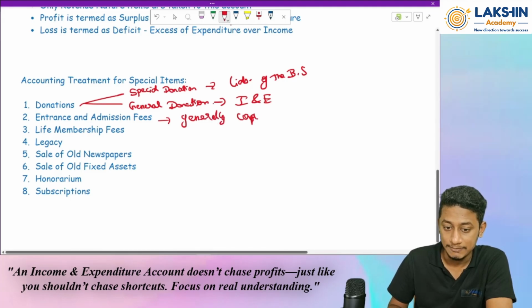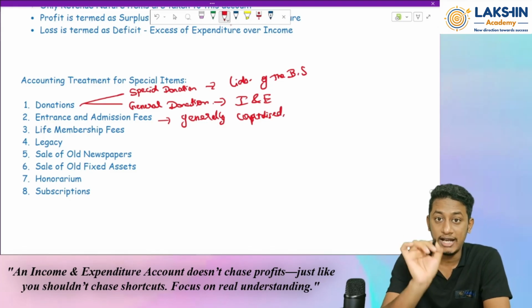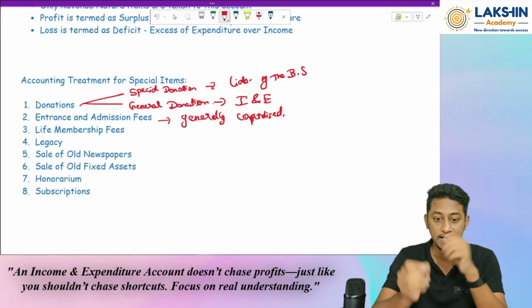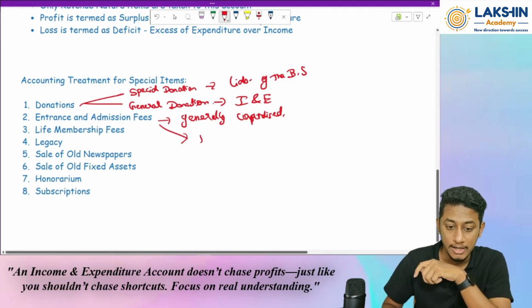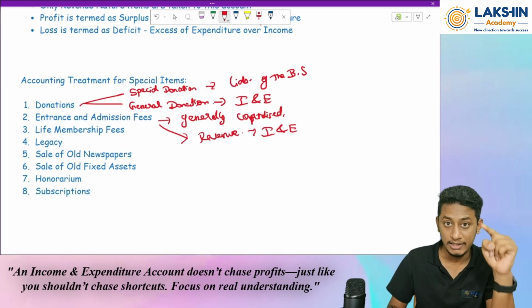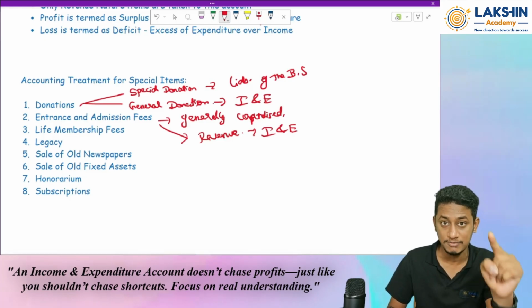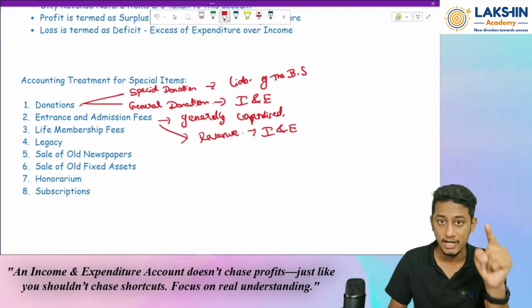See, in this part, the question clearly specifies how much of the entrance fees you have received should be capitalized and how much should be taken as a revenue item. Revenue items go where? To my income and expenditure account. I have discussed this previously. Whatever capital items we have will be taken to the balance sheet, whereas whatever revenue items we have will be taken to the income and expenditure account.